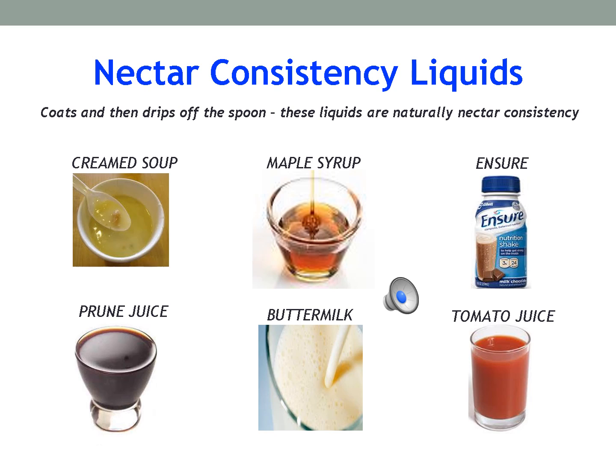If an SLP makes a recommendation for nectar thickened or nectar consistency liquids, then it would need to be able to coat and then drip off the spoon. So there are some liquids that are naturally a nectar consistency because they have the thickening already in them. So some of those would be cream soups.